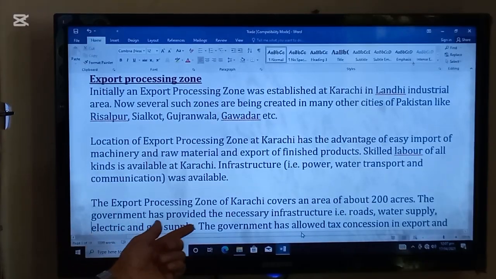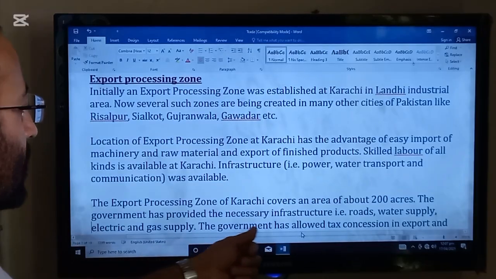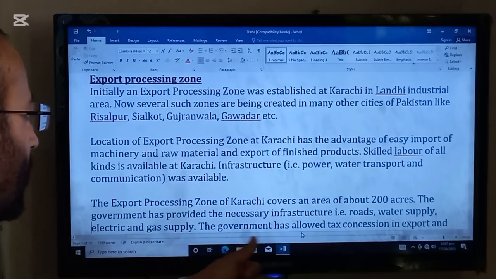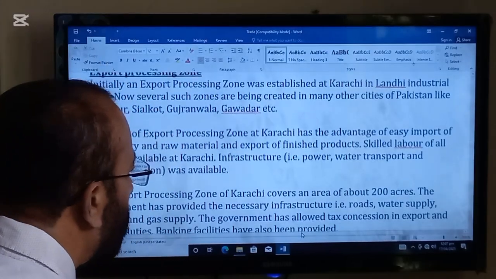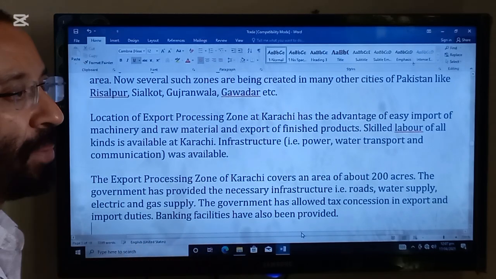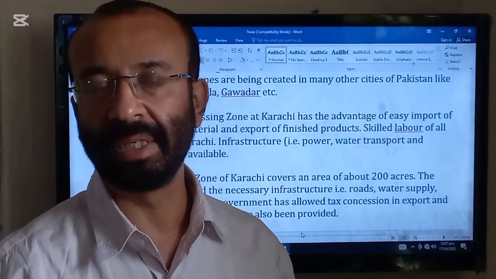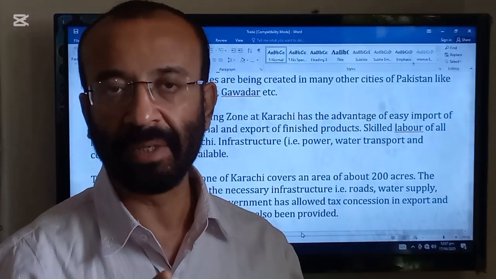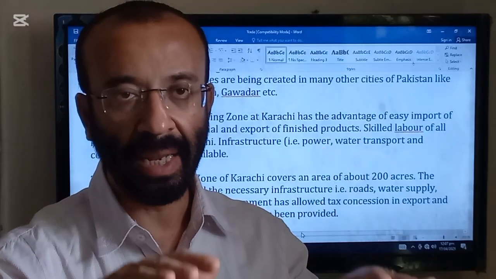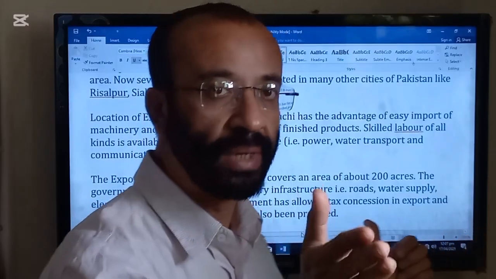The export processing zone of Karachi covers an area of about 200 acres. The government has provided the necessary infrastructure: roads, water supply, electric and gas supply. The government has allowed tax concessions in export and import duties. Banking facilities have also been provided. This question normally comes in the paper: what are the helping factors that help the location of the export processing zone in Karachi? So these were the points due to which the export processing zone was located in Karachi.